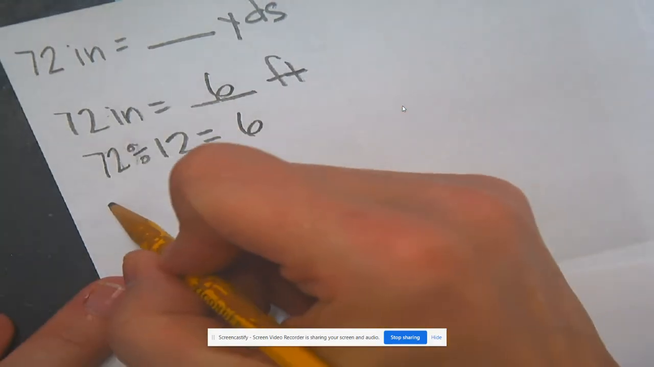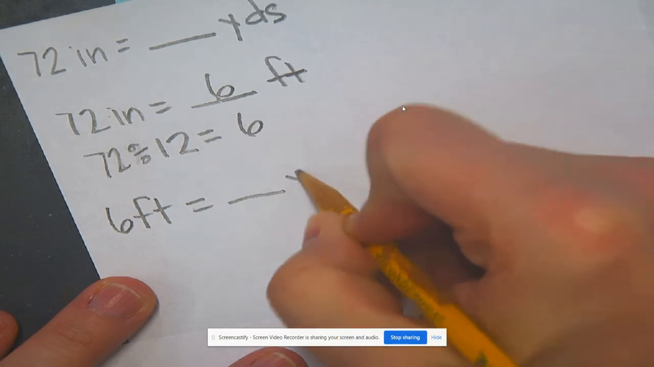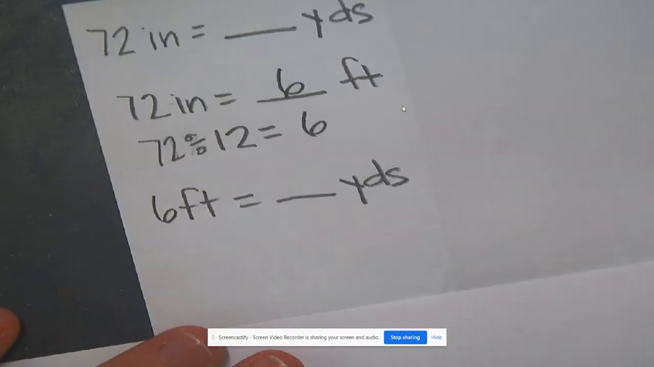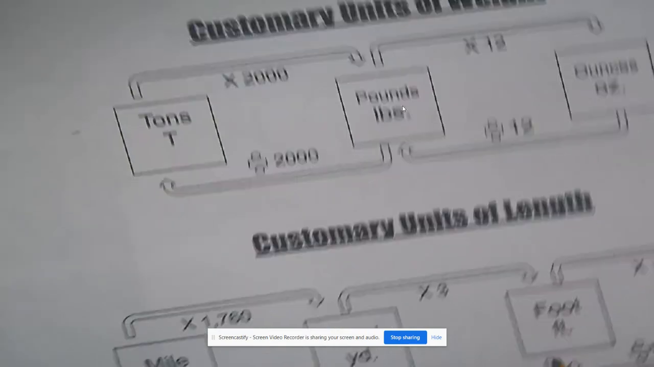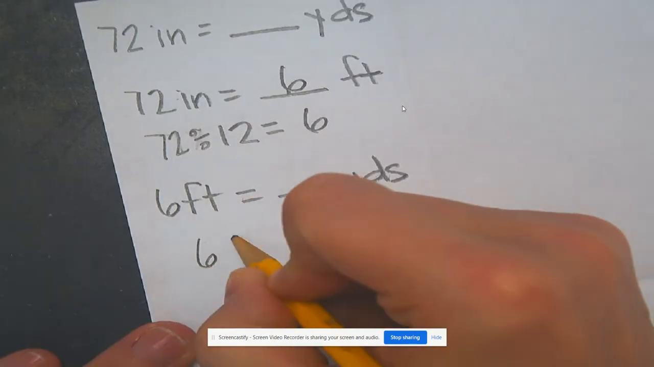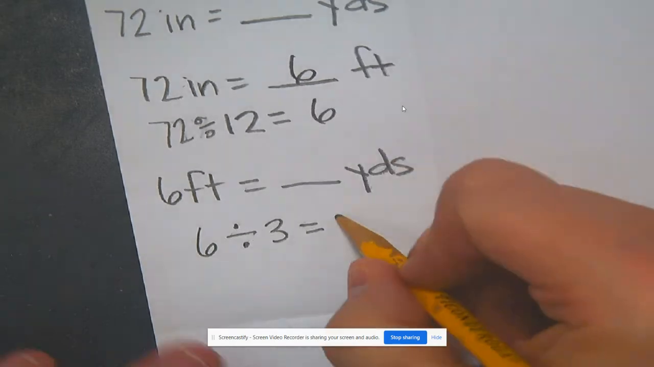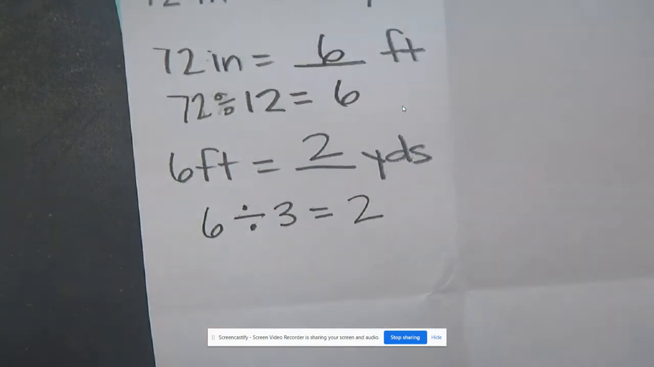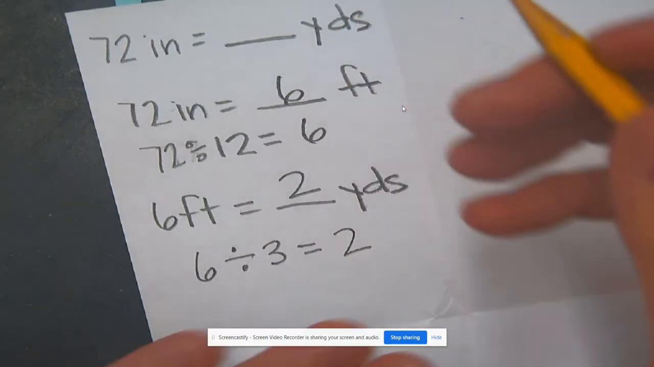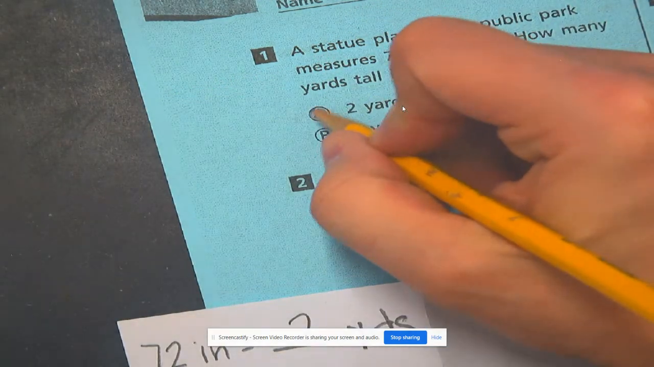So now we're going 6 feet equals how many yards? Okay. How do I go from feet to yards? Divide by 3. Okay. So 72 inches equals 2 yards. Good.